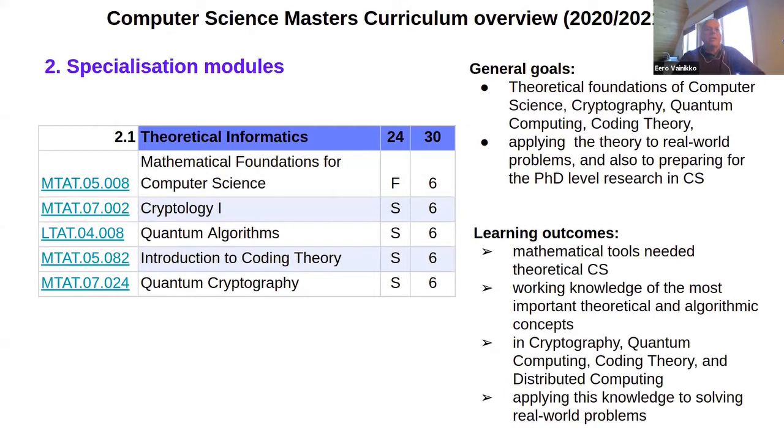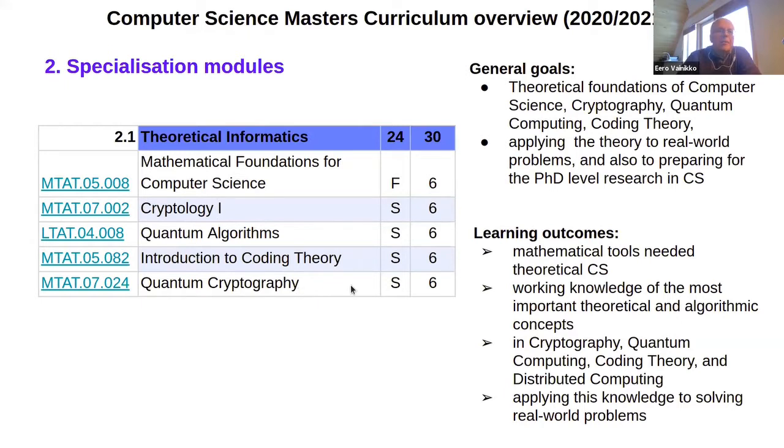Then about the specialization modules. Usually we have a few courses more than needed. You can actually choose 4 courses out of 5 in the theoretical informatics case. And all these courses are listed here: Mathematical Foundations for Computer Science, Cryptology 1, Quantum Algorithms, Introduction to Coding Theory, and Quantum Cryptography.